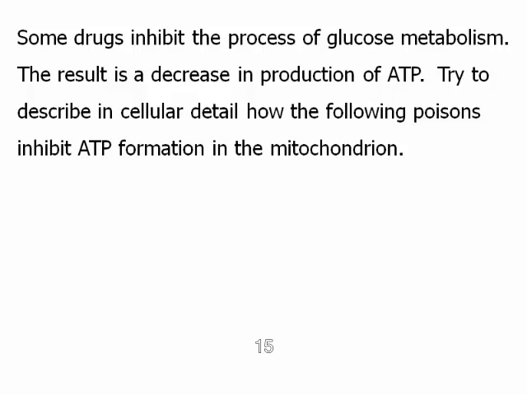Here's your group question, or you're not in a group, unfortunately. You can discuss this online with our class. These are meant to be hard, remember? And in the lecture on campus, I do have students work in a group, so I call these group questions. It says, some drugs inhibit the process of glucose metabolism. The result is a decrease in the production of ATP. Try to describe in cellular detail how the following poisons inhibit ATP formation in the mitochondria.